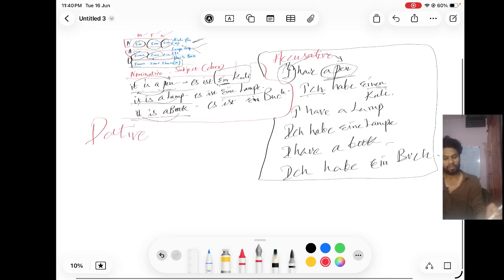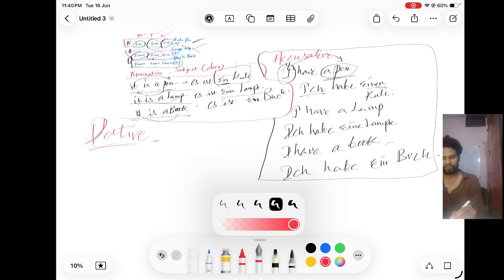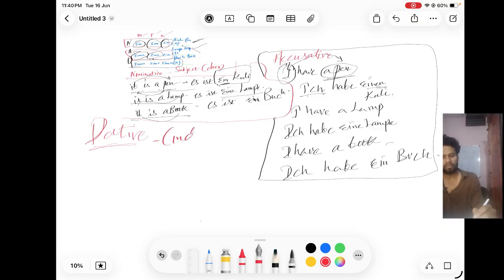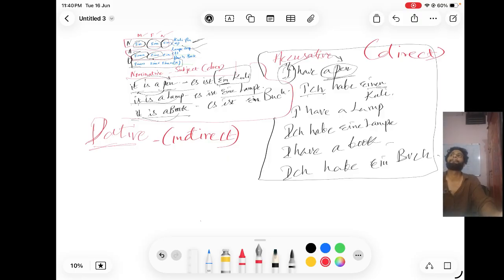So what is dative here? In a dative case, it is an indirect object. Dative is indirect object, right? Accusative is direct. So here it always depends on the verb. I'm giving to a man, or I'm talking to a man. Let it be. Man is masculine. I am talking to a man.